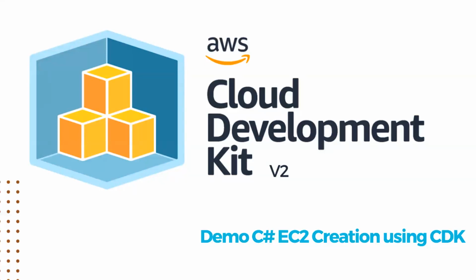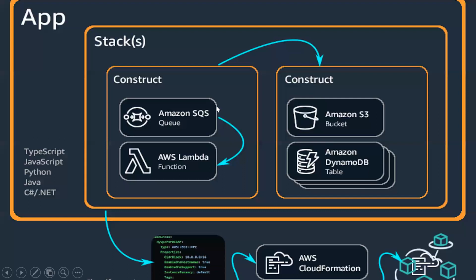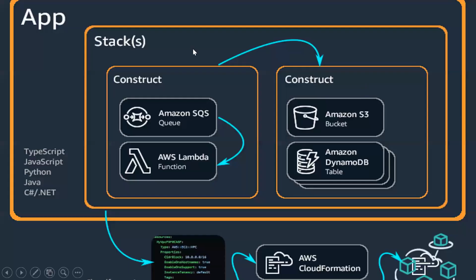Before going into the demo, I would like to give you a brief introduction. You can see over here, we can have a stack created in TypeScript, JavaScript, Python, Java, or C Sharp. We can create a construct, we can have a Lambda function. These are the things that we can have. Then we can have a CloudFormation stack getting created. These are the whole things that are going to happen in this particular CDK.